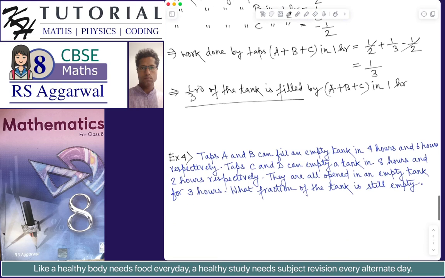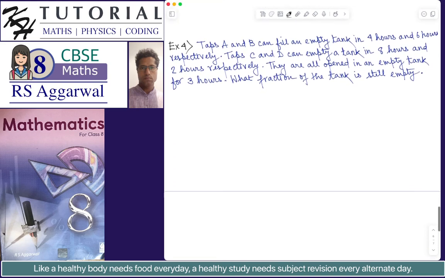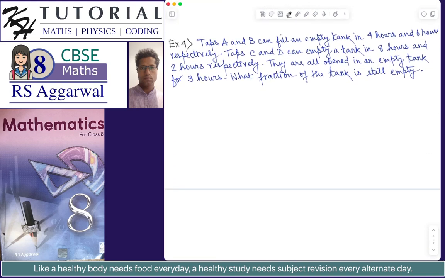Okay, let's do the next problem. It says that taps A and B can fill an empty tank in 4 hours and 6 hours respectively. Taps C and D can empty a tank in 8 hours and 2 hours respectively. So taps A and B are inlet taps, and taps C and D are outlet taps. They are all opened in an empty tank for 3 hours.